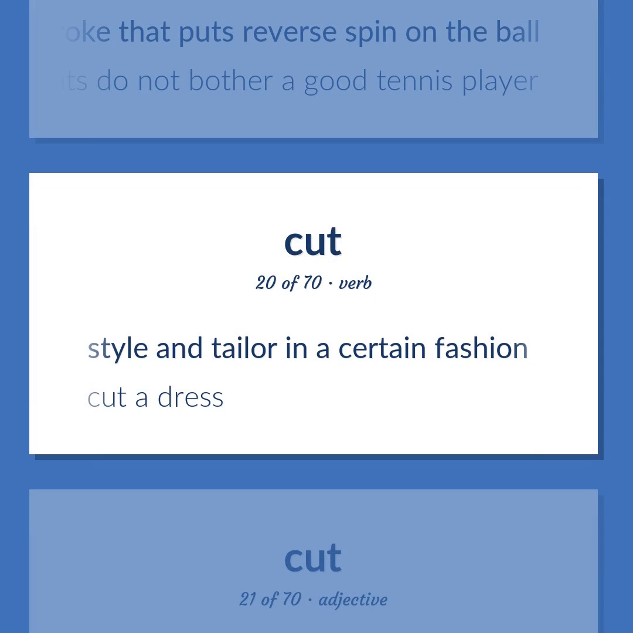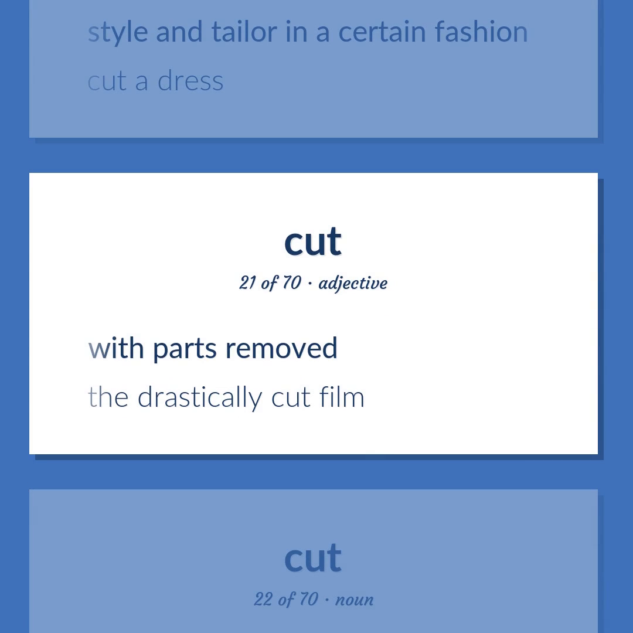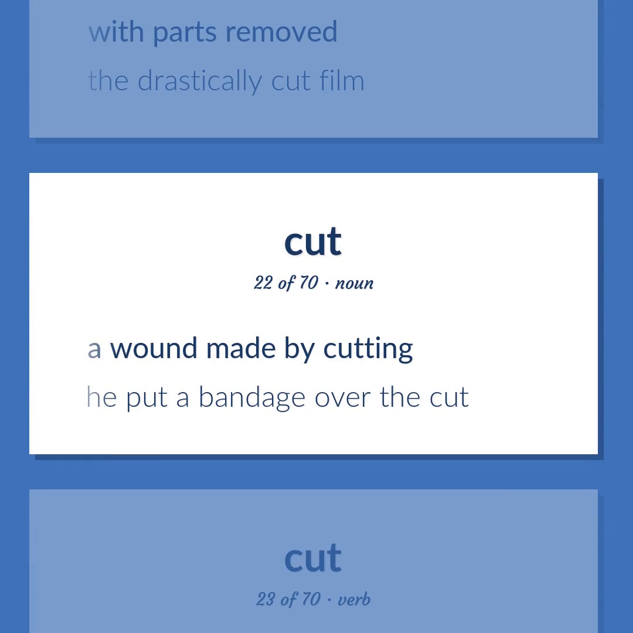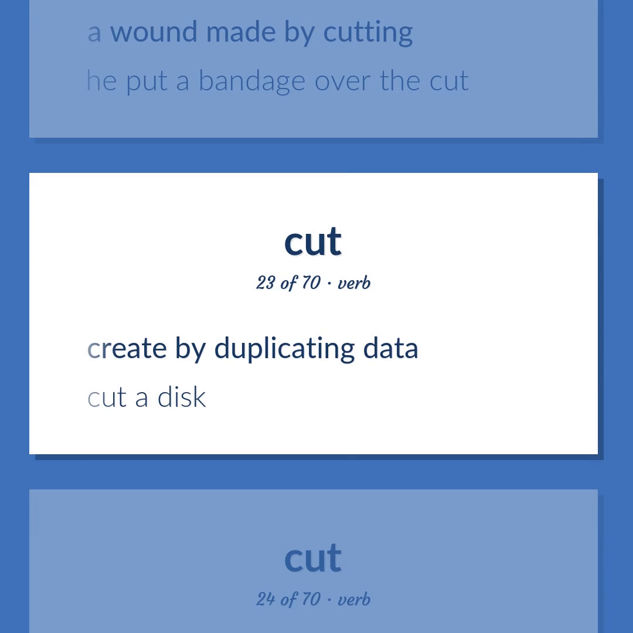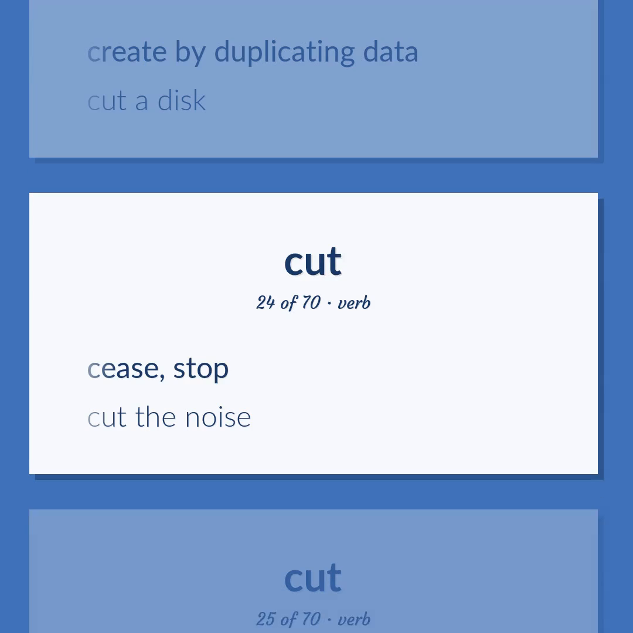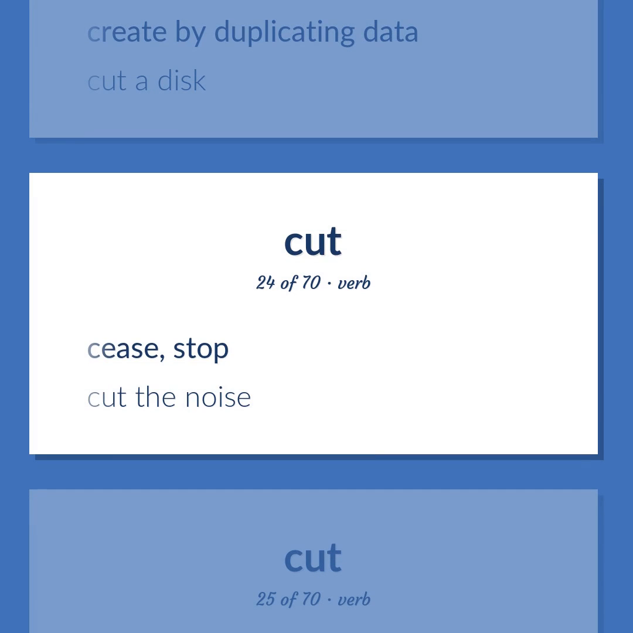Style and tailor in a certain fashion. Cut a dress. With parts removed. The drastically cut film. A wound made by cutting. He put a bandage over the cut. Create by duplicating data. Cut a disk. Cease, stop. Cut the noise.